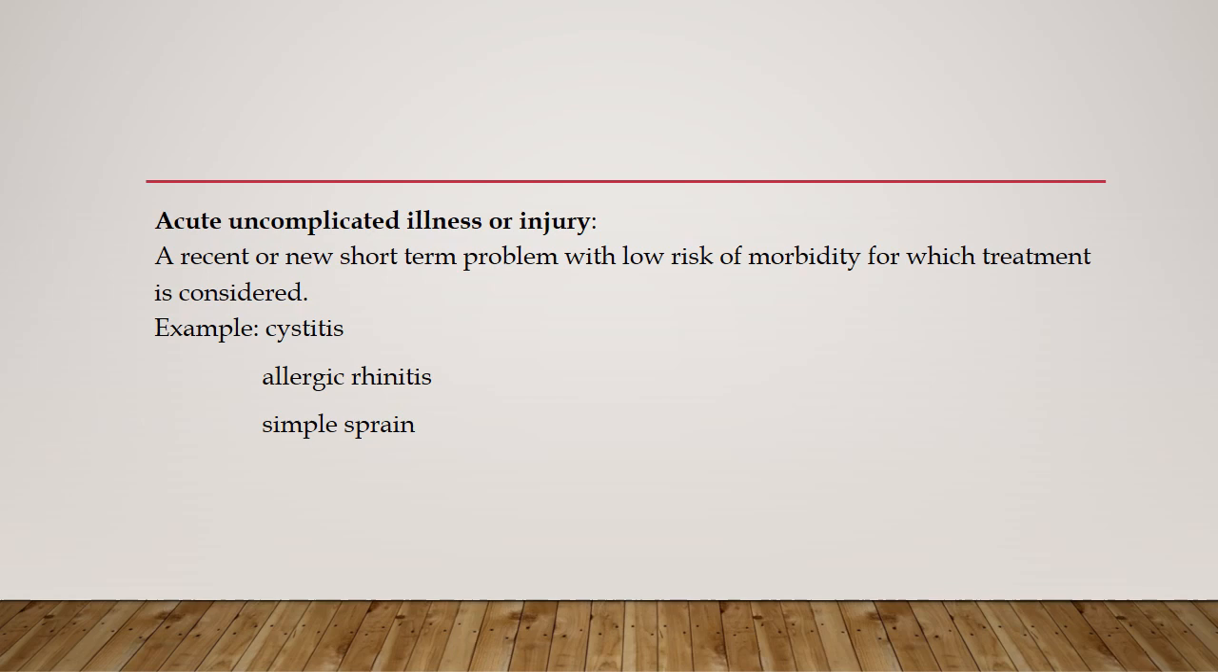The next one is acute uncomplicated illness or injury. I have already told what acute is. Acute means a recent short-term problem. Uncomplicated illness or injury means low risk of morbidity for which treatment is considered. So it is a recent, short-term new problem which will be resolved if proper treatment is taken. Such conditions or injuries are called acute uncomplicated illness or injury. Some examples given here are cystitis, allergic rhinitis and simple sprain.